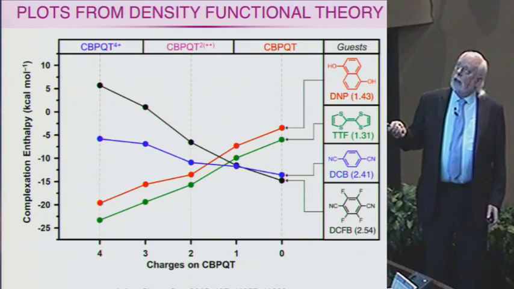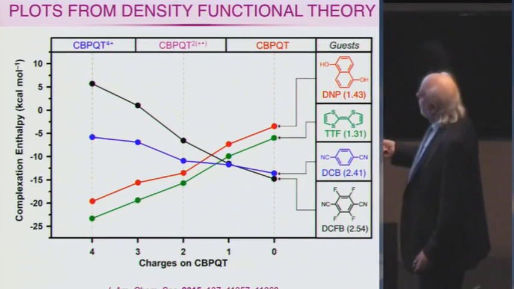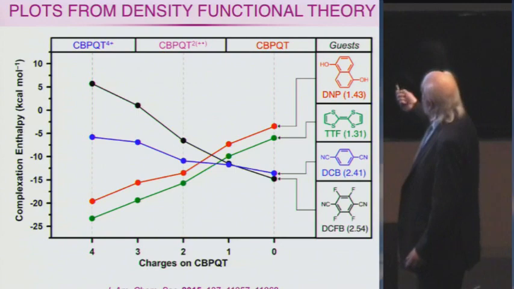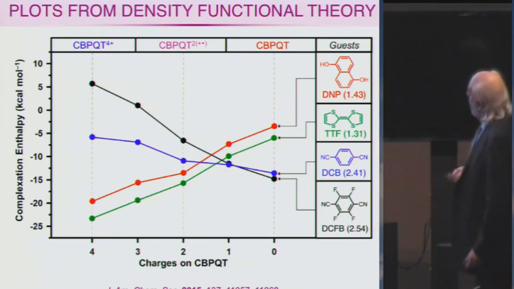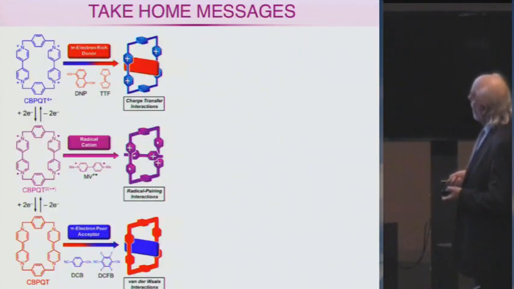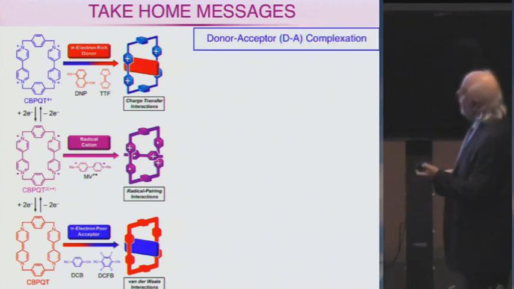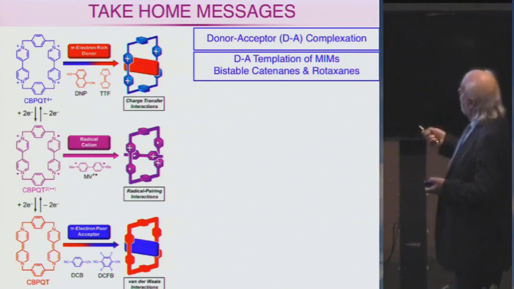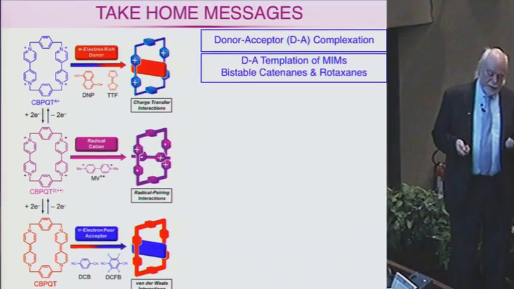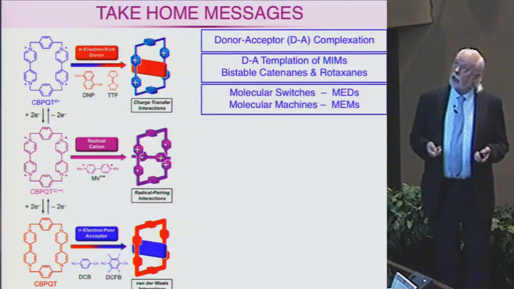And much as you might expect, we see a decrease in the complexation. This is strong complexation, so we see a decrease going in this direction for the complexation of these pi electron rich systems, whereas we see an increase in the complexation as we go from here to the red box for these pi deficient systems. And so the take home messages here are that the donor-acceptor system that we've known of old leads to bistable catenanes and rotaxanes through templation that is based on these donor-acceptor and hydrogen bonding interactions.